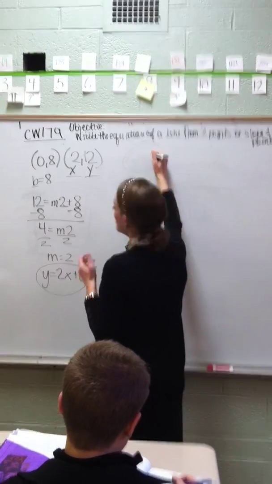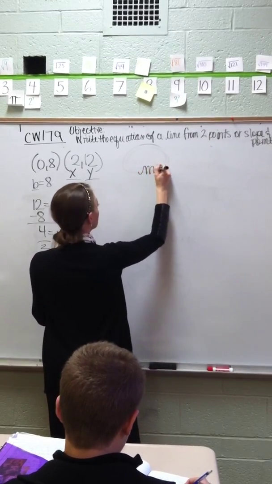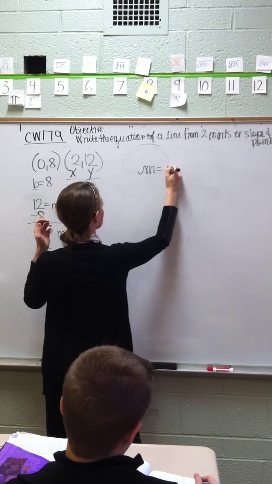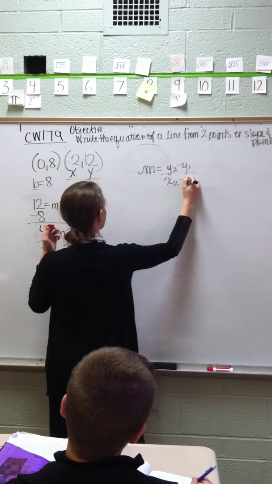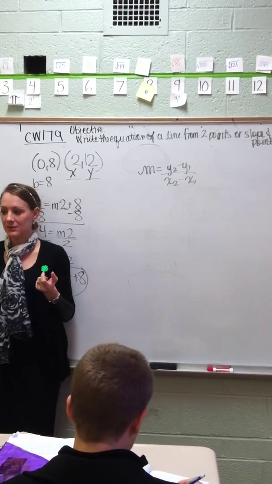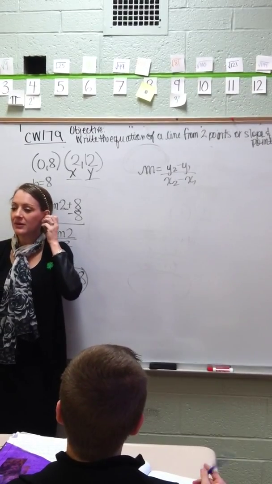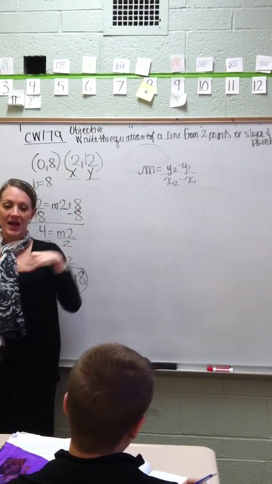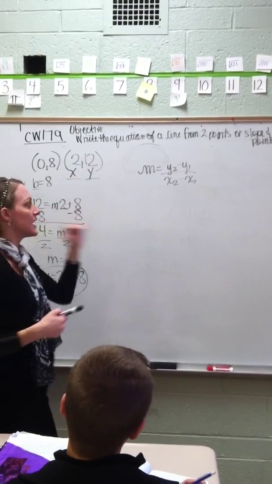All right, slope formula. Look over here. Rose, what's the slope formula? y2 minus y1 divided by x2 minus x1. Okay, what did I make you say 10 times yesterday? The change in y over the change in x. Remember, it's y over x. How much vertical movement over how much horizontal movement?